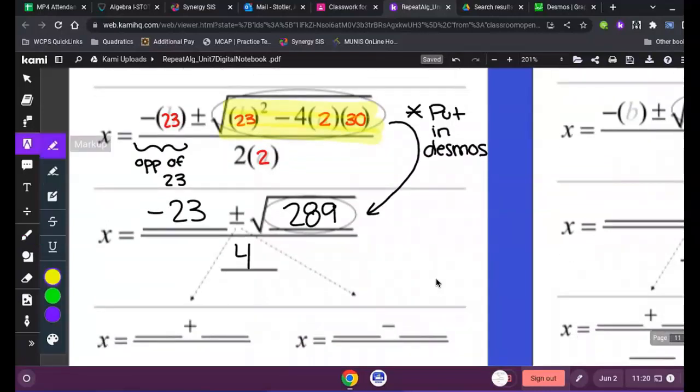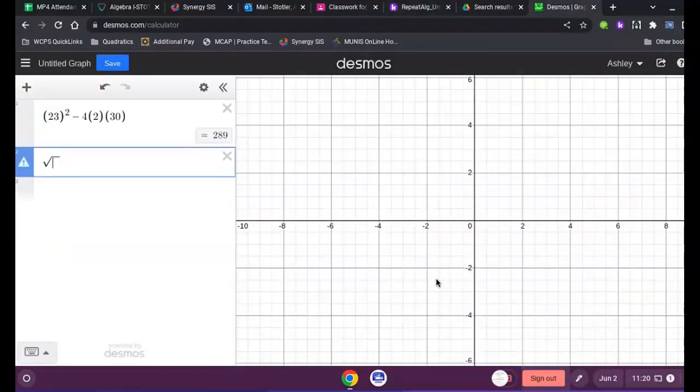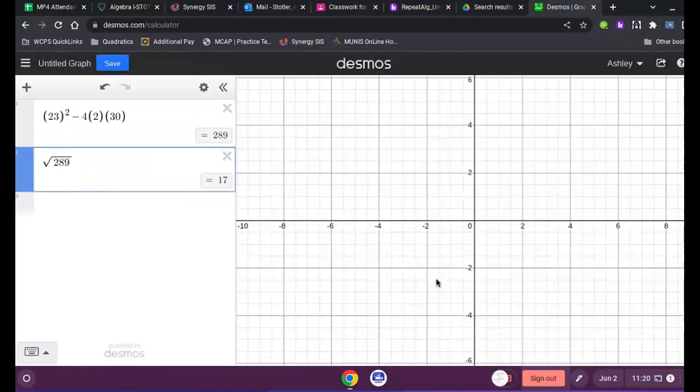So one more thing is circled. This square root of 289 is circled, so we're going to put that into the calculator as well. We hit the little square root symbol and we type 289. The square root of 289 is 17.